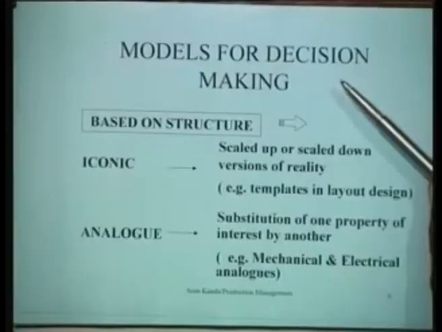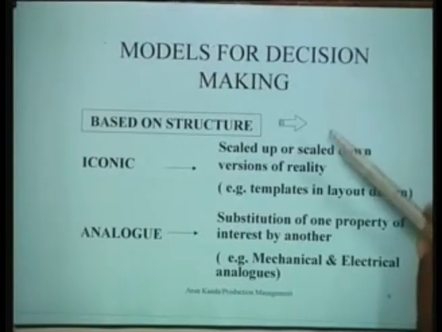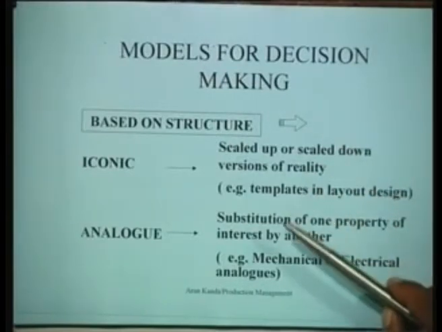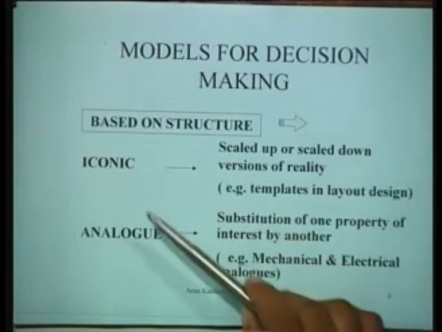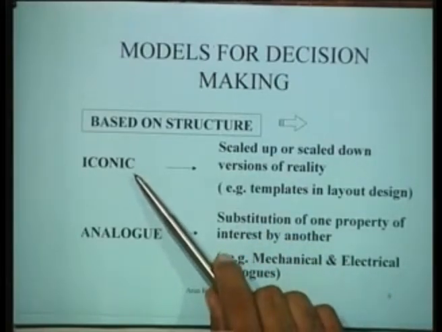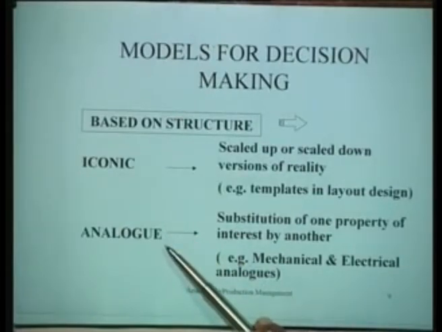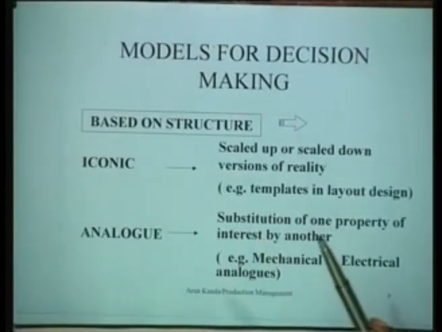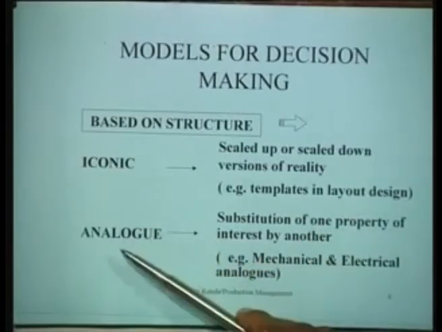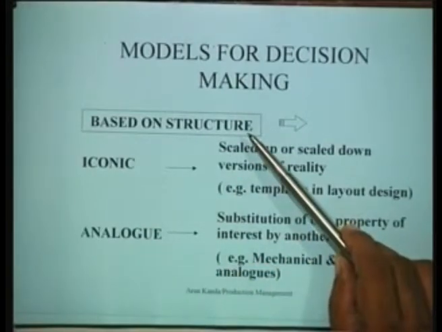By and large, if you look at this variety of models, you could classify these models in 3 different categories. And especially when we talk about models for decision making, it is convenient to talk about models as iconic or analog or symbolic, as the case may be. So, this is a classification essentially based on the structure of the model.